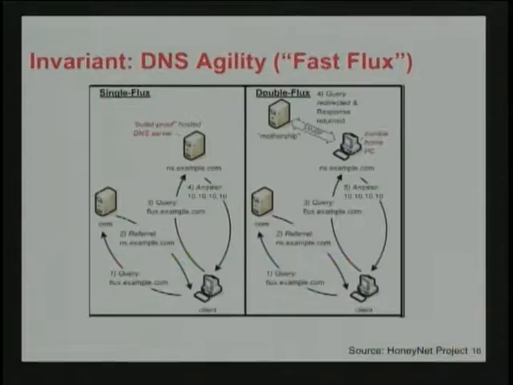Another thing that appears is often called fast flux. And this is a figure that I borrowed from the HoneyNet project that I think describes the behavior quite well. The principle here is that when someone sends you a spam message, often they want you to do something. Click on a link in particular to, say, give them your username and password or bank account information or credit card information, or buy something, for example.